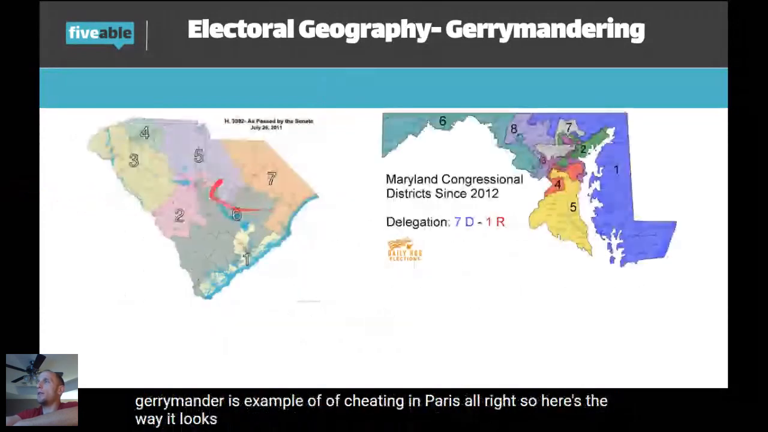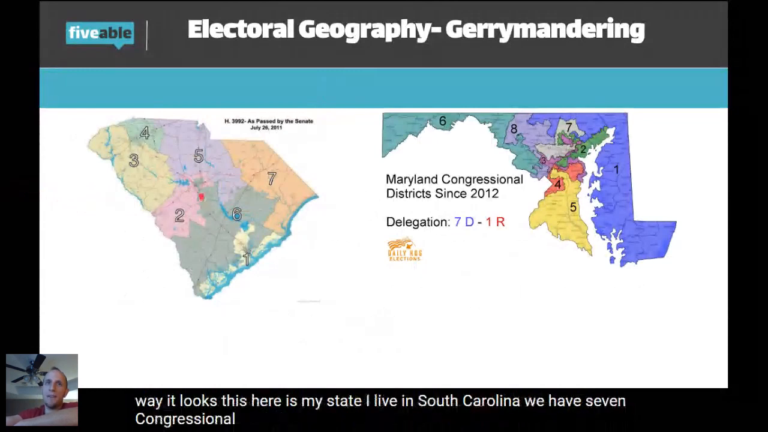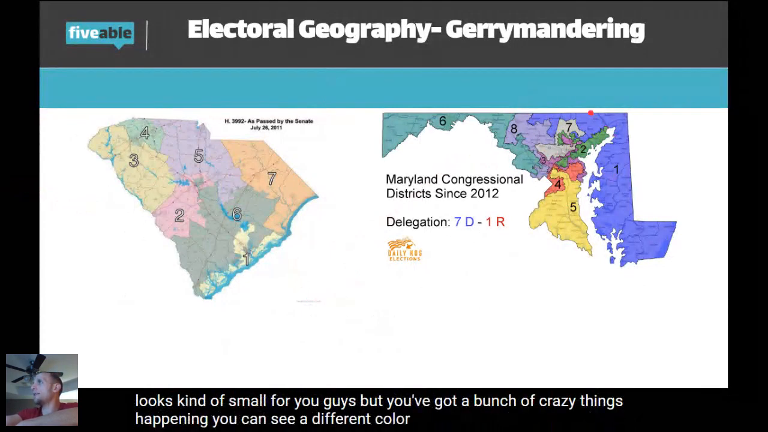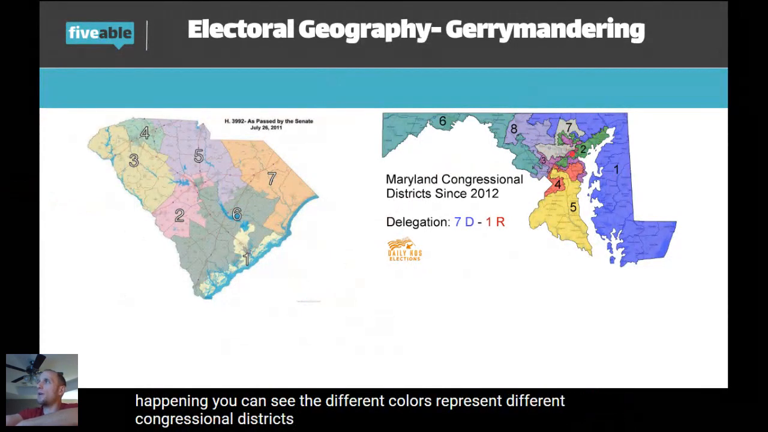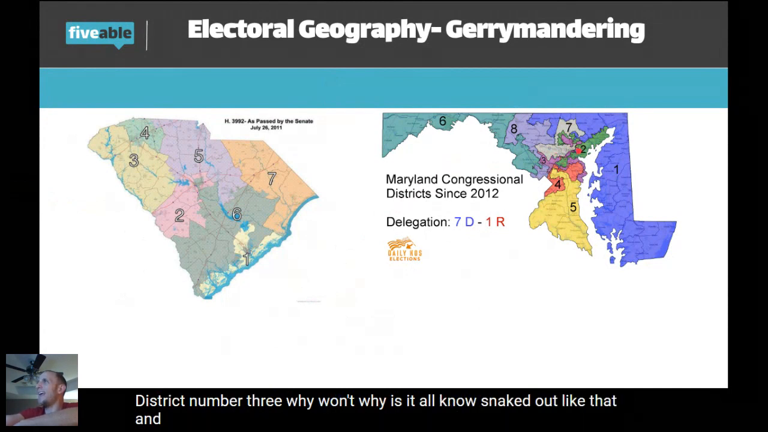All right, so here's the way it looks. This here is my state. I live in South Carolina. We have seven congressional districts, right? And this here is Maryland. And I know Maryland looks kind of small for you guys, but you've got a bunch of crazy things happening here. You can see the different colors represent different congressional districts. And what in the world is this? What in the world is district number three? Why is it all snaked out like that?